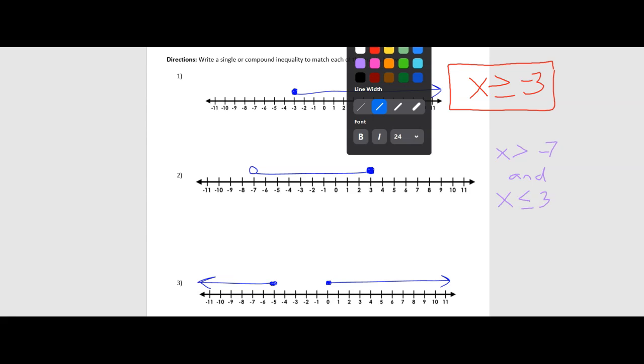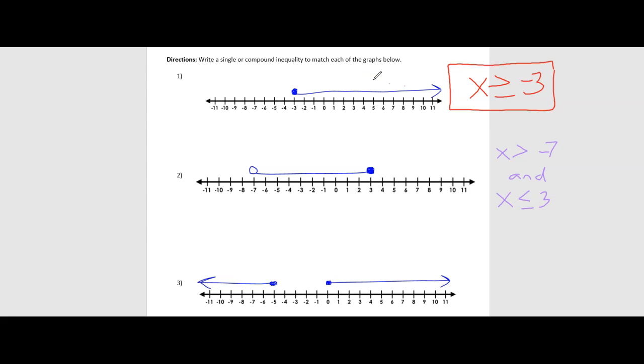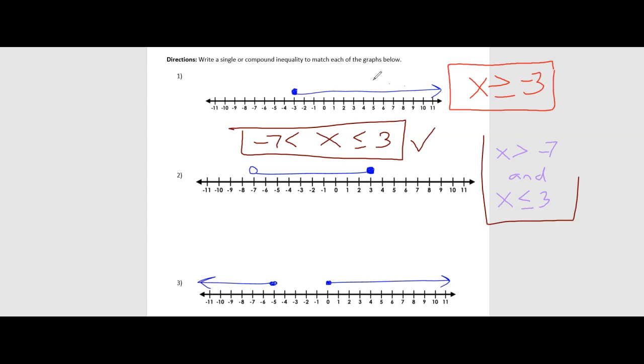Another way you could write this, you could combine them. You could say, and I'll do this up above here, -7 and 3 on the outsides. You have x is greater than -7, and it's less than or equal to 3. So this is okay, or this is okay. They're both two ways of showing that we have an and compound inequality.